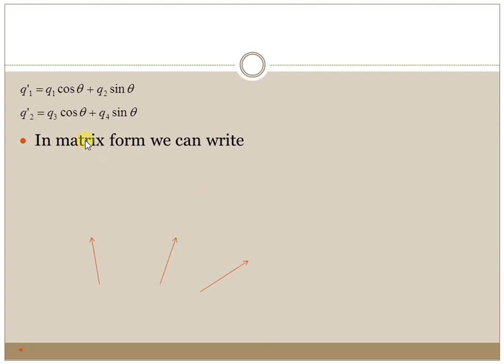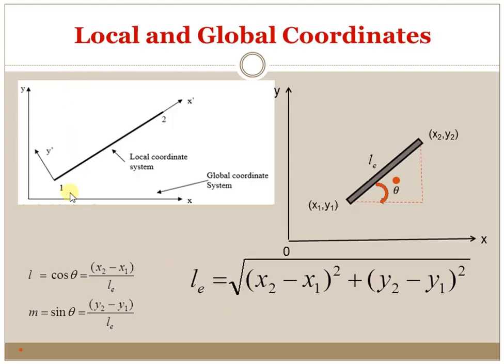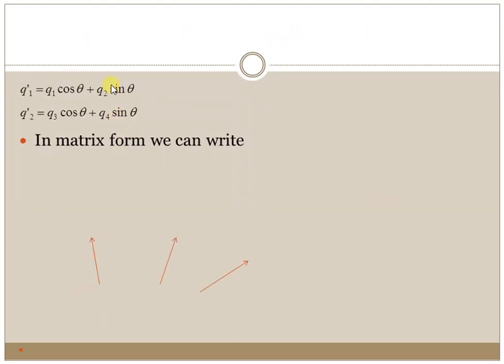Similarly, in the previous equation we discussed q1 dash equals q1 cos theta plus q2 sin theta. So cos theta can be replaced by L as we have discussed here, and sin theta can be replaced by M.